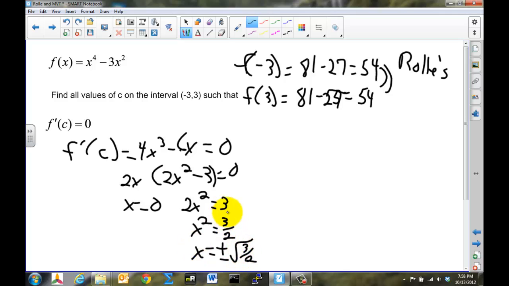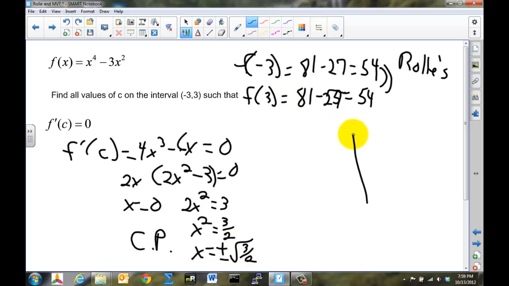Is that less than 3? Well, 3 halves is less than 3. So if we take the square root of that, we're still going to be less than 3. So now we've got 3 points, 3 critical points in our region that we're looking at, in our interval from -3 to 3. So we found our 3 points, 0, plus and minus square root of 3 halves. Well, how does this help us? Well, suddenly we can figure out what's going on with these 3 particular points. We can know a lot about what this graph's going to look like.